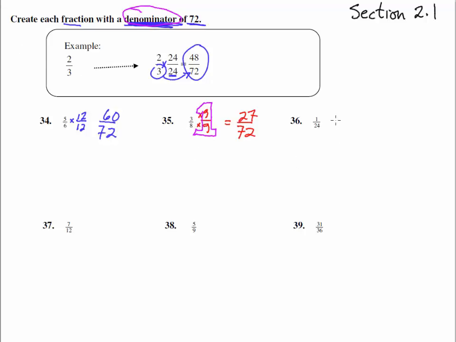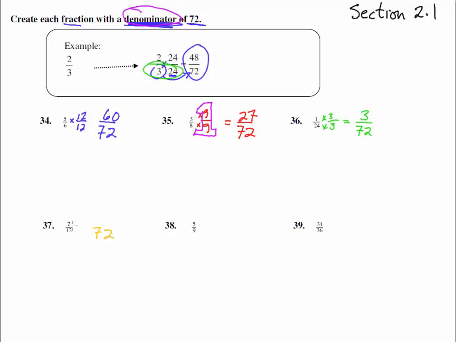Okay, let's do it here. We got to times it by something so we get a 72 on the bottom. So, oh, hey, look right there, 24 times 3. So we got to times by 3 on the top so that we don't change the actual number, and we get 3 over 72. Good.